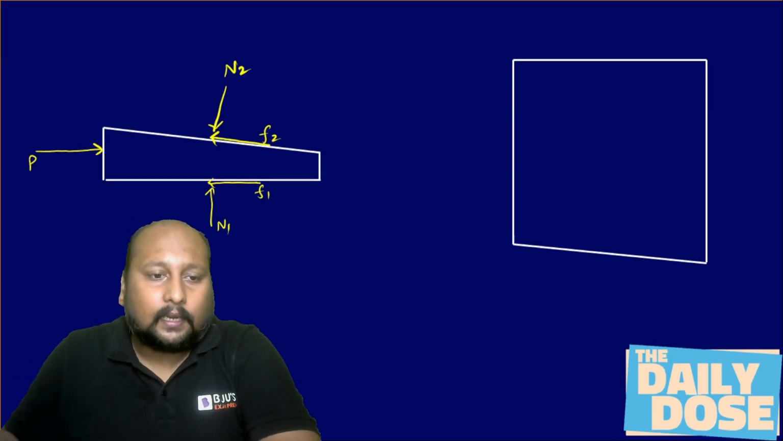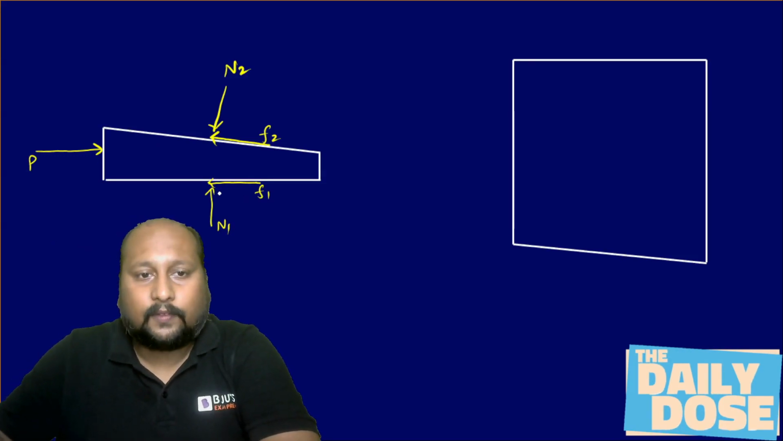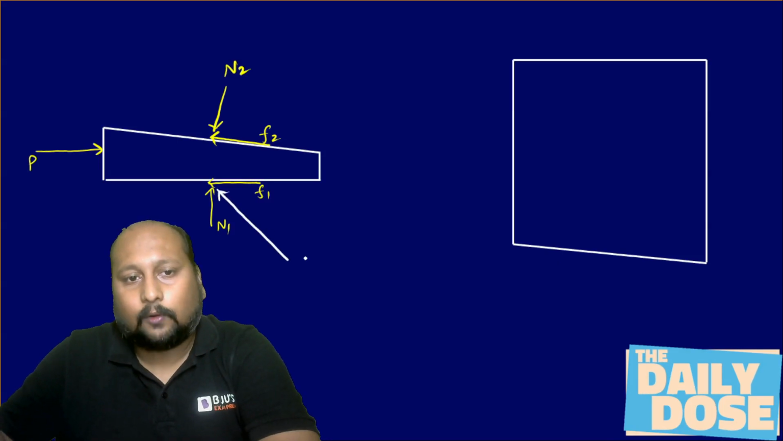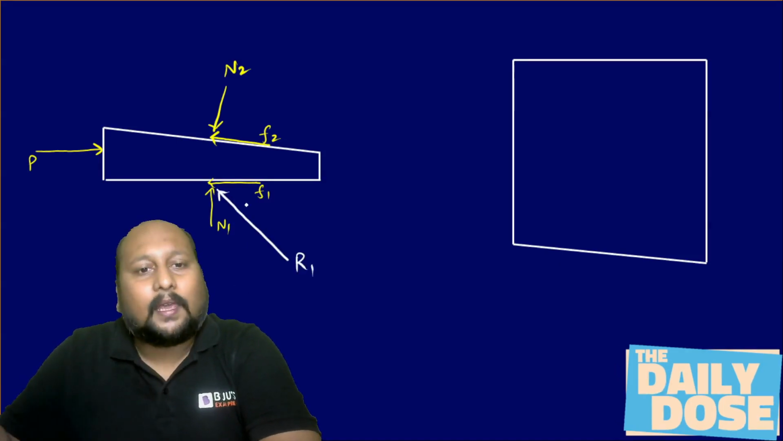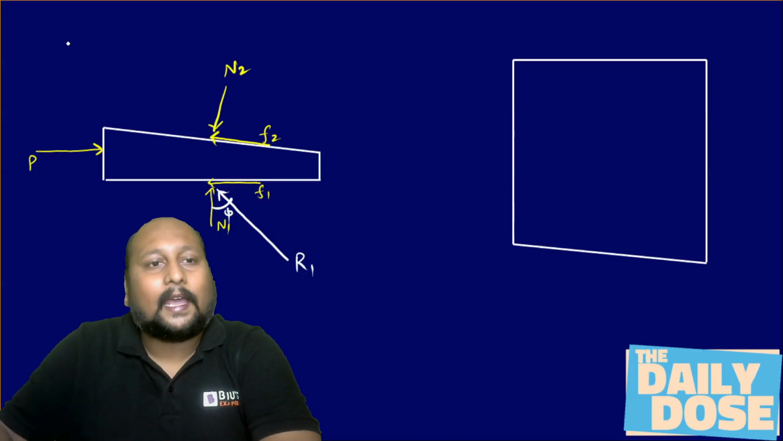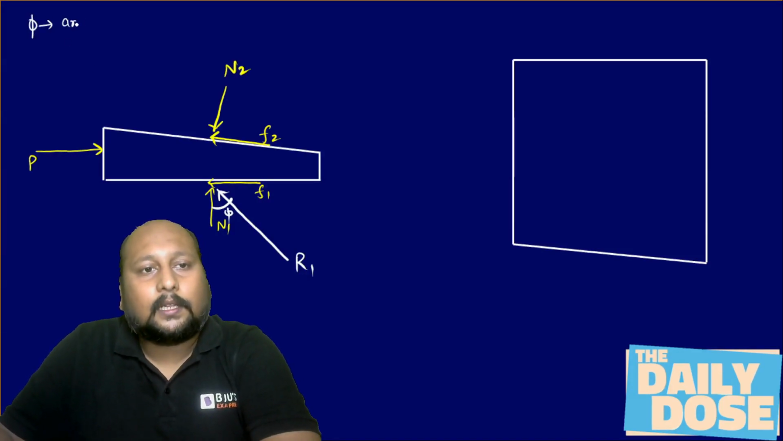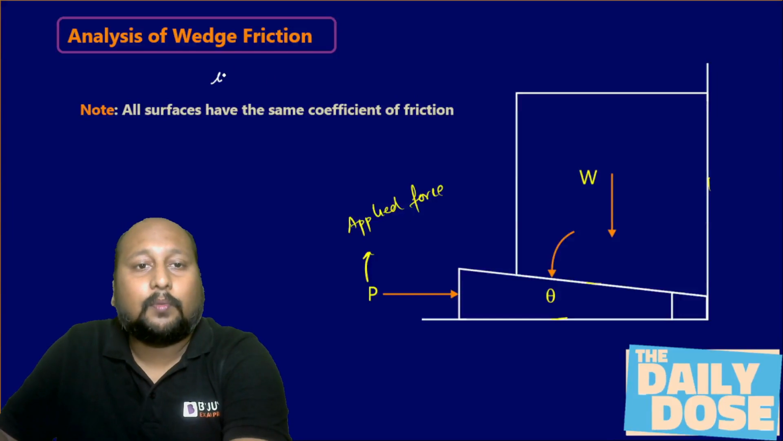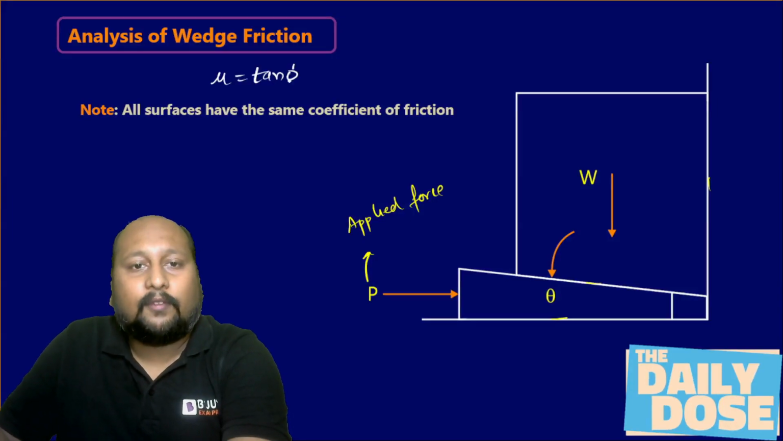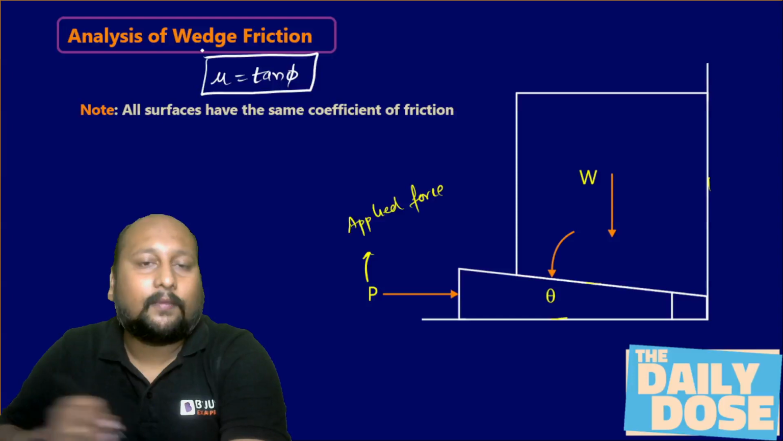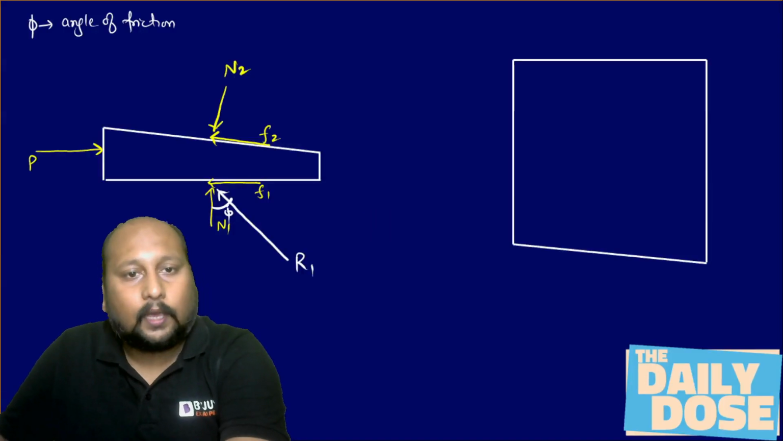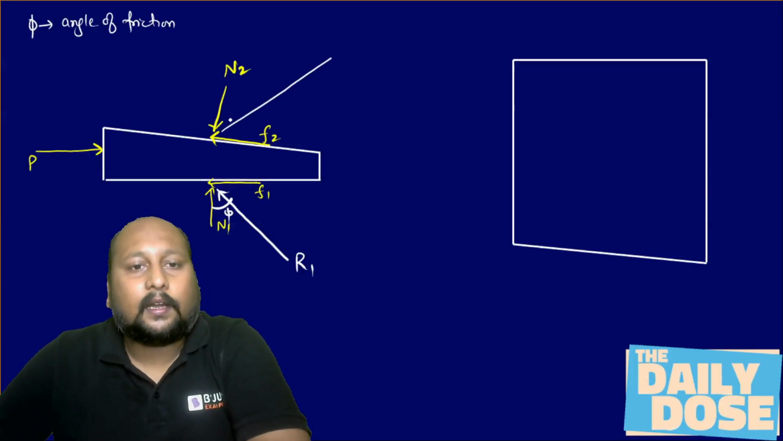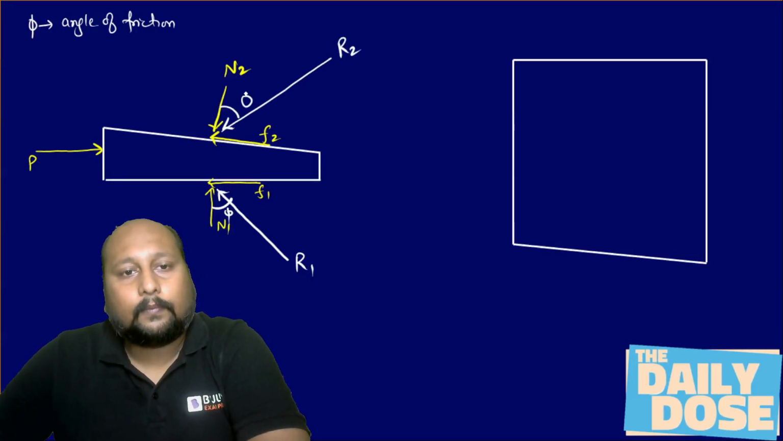If I take the resultant of these two forces, let us call it R1. R1 will be making an angle of phi, where phi is the angle of friction. Just now I told you that all the surfaces have the same coefficient of friction, that means mu is equal to tan phi. So if I know the value of mu, I can easily calculate the value of phi. Similarly, I can draw it over here. If I take the resultant of F2 and N2, this is R2, and this will be the angle phi.